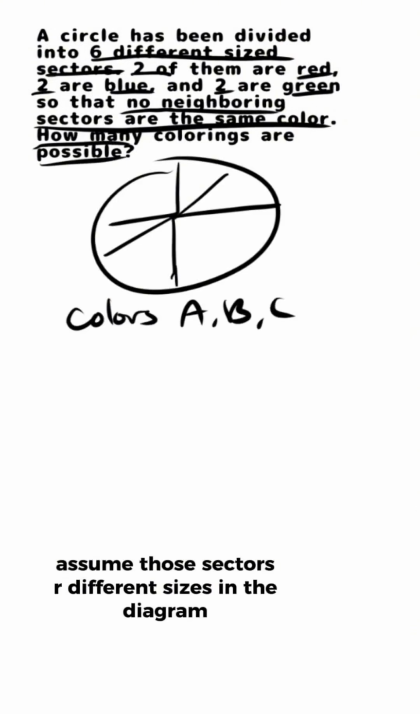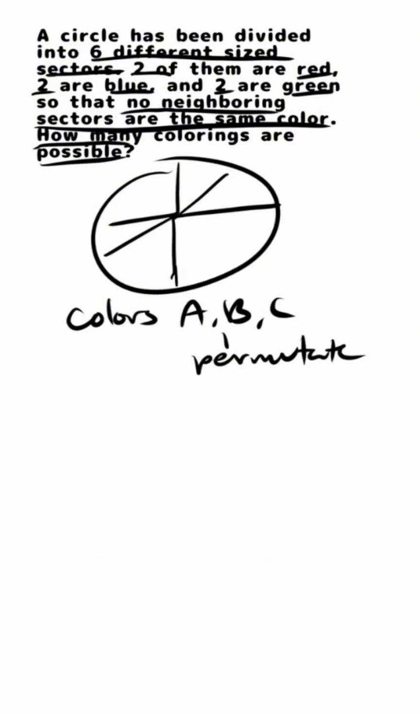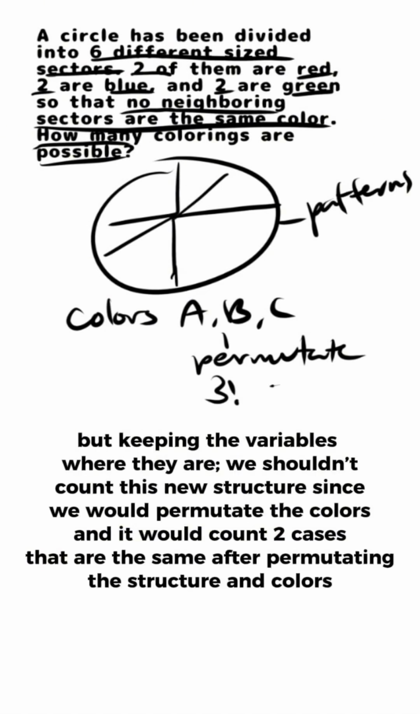Problem 16. A circle has been divided into 6 different size sectors. 2 of them are red, 2 are blue, and 2 are green, so that no neighboring sectors are the same color. How many colorings are possible? Now suppose we have colors A, B, and C. There are 3 factorial ways to assign red, blue, and green to each variable. Then we want to only find structures of the colors. In short, this means that if we can obtain another structure from an existing one by just permuting the variables, we shouldn't count this new one.